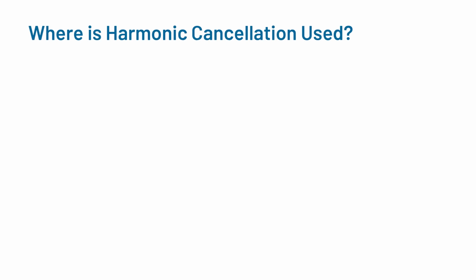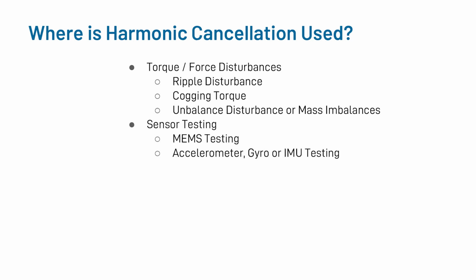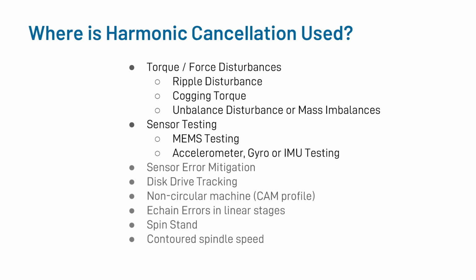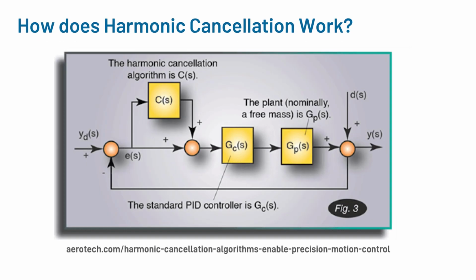Now, as we mentioned before, there are a number of different applications that harmonic cancellation can help with. More specifically, this can include force and torque disturbances such as ripple disturbance, cogging torque, and unbalanced disturbance or mass imbalances. Sensor testing is another application, as well as sensor error mitigation, disk drive tracking, E-chain errors, or just contouring spindle speeds. So how does harmonic cancellation work exactly?